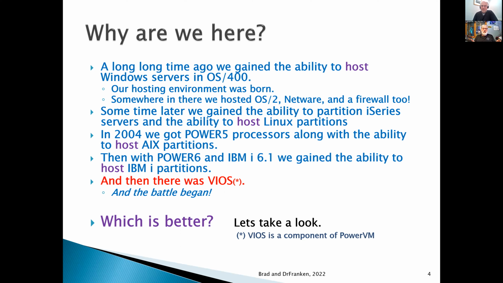And things have changed since then, because sometime later, when we had the name iSeries, we had the ability then to host Linux partitions. And I worked a little bit with the certification for that way, way back then. And we played around with hosting Linux. Then in 2004, we got Power 5 processors and along with the ability to host AIX. So it kept getting better. Then there was Power 6 and IBM I 6.1. Now, some of you are going to say, well, IBM I 6.1 ran on Power 5. And it did, but you couldn't host IBM I if you were on a Power 5 processor. That was a hardware restriction, actually. And that's when it got interesting, because we got VIOS as well. Absolutely. And that's where the question came up, right? And so it became, which is better? And that's why we are here.